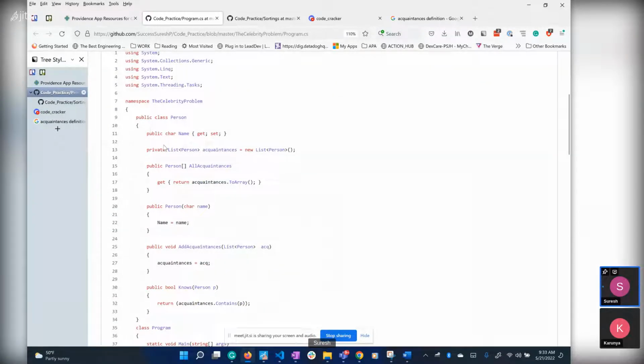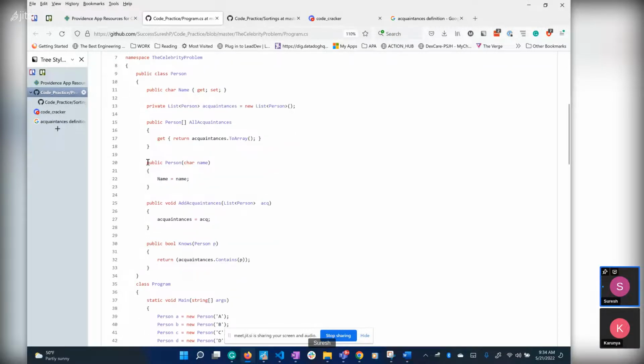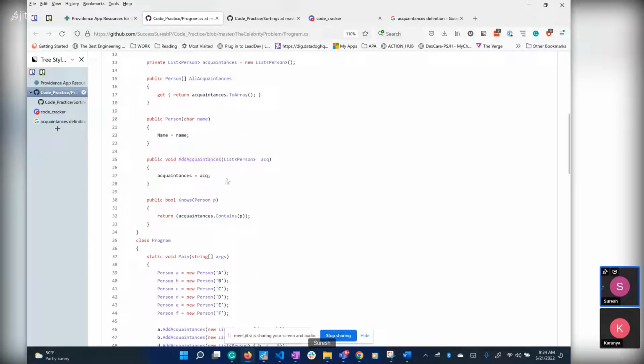Here is my person class. It has a character, which is the name of the person, and acquaintances, which means the adjacency list, a list of persons this person knows. This is a public property which returns all the acquaintances as an array. Here is a constructor which initializes the person, and add acquaintances, which just updates the list.